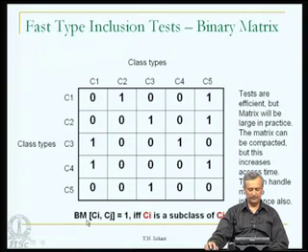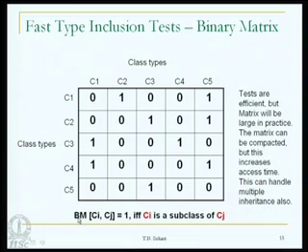BM is a binary matrix where BM of Ci comma Cj equals 1 if and only if Ci is a subclass of Cj. So, if you take this row, C2 is a subclass of C3, that is why it is 1, but C2 is not a subclass of C4, so it is 0. C2 is also a subclass of C5, so it is 1. So, there is multiple inheritance. Single inheritance, multiple inheritance, all types can actually be shown using the binary matrix.